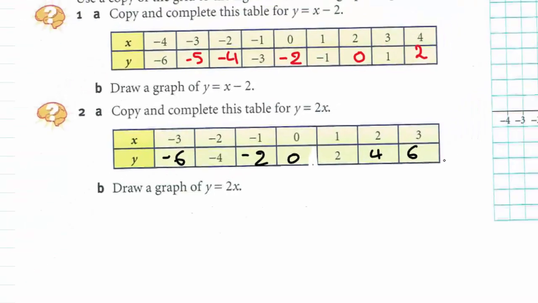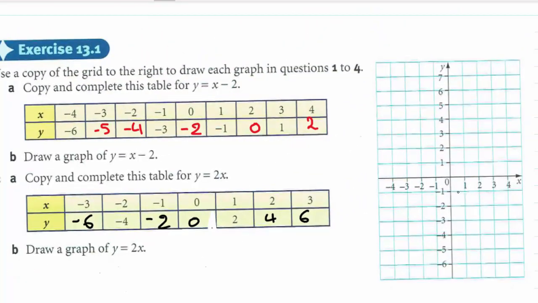Let's plot 3 of these points. Let's plot 0, 0. It's the easiest. It's in the center. Then -2, -4. -2 is right here. -4. That's it. And 1 and 2. 1 in x is here. 2 in y is right here. So join them with a straight line. As you see, this is the graph of this equation.